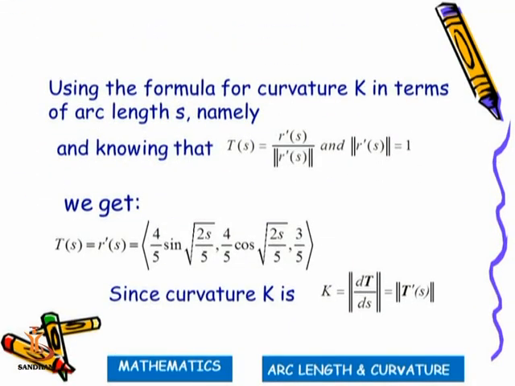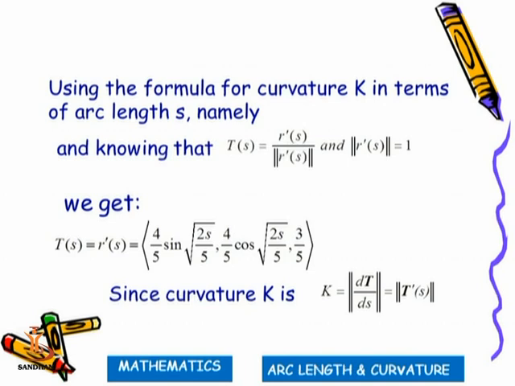Using the formula of the curvature k in terms of arc length s. We know that r dash upon mod r dash is our capital T, and r dash of s is 1. We get T of s is r dash, so 4/5 sin under root of 2s/5, comma 4/5 cos under root of 2s/5, comma 3/5.